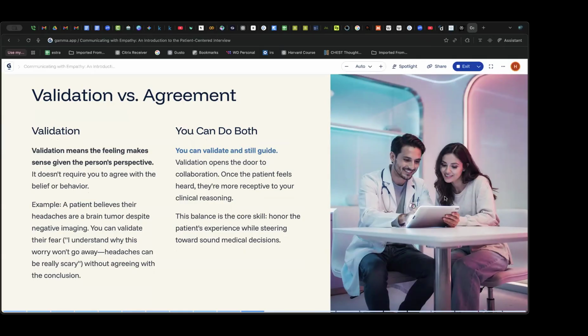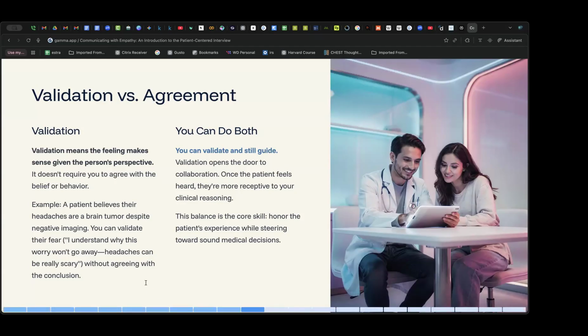And Malak is asking, what's the difference between empathy and sympathy? In other words, can we say sympathy instead of empathy? That's a very good question. They are slightly different.